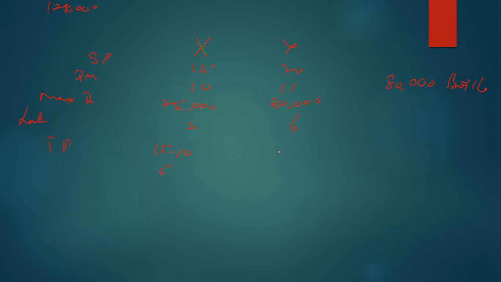5 is the throughput. For the Y, it is 20 minus 11, 9 is the throughput. Now we know that the labor hours are the bottleneck. So X is going to take 2 labor hours. So we want to find out throughput per labor hour. 5 divided by 2, so 2.5. Here it is going to be 9 divided by 6, which is 1.5.